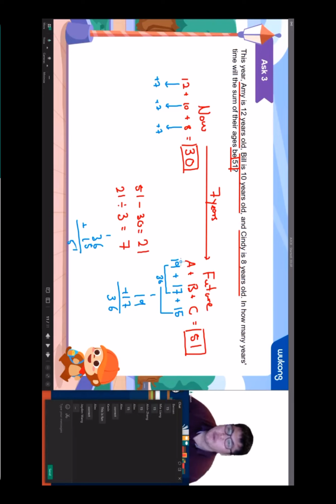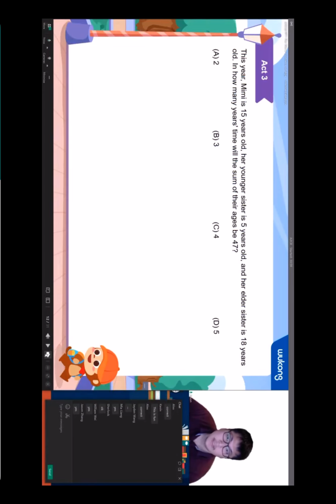So guys, you just need to be careful how many people you have for your sum. If you have 3, you need to divide it by 3, not 2 anymore, guys. Does that make sense? Okay, very good, guys. Very good. So now this is your turn, everybody. So have a go.